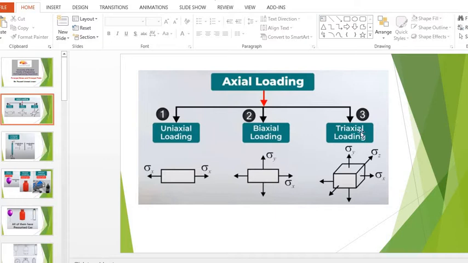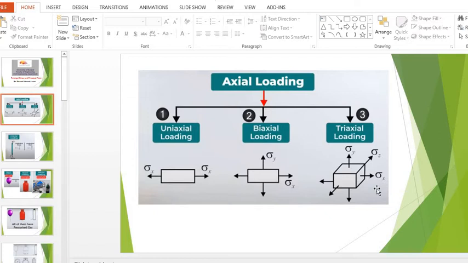Similarly, triaxial loading is there. What is triaxial loading? When the load is applied in three directions, that is in x direction, y direction and z direction. So here the load is applied in x, in y and in z direction, and due to that load the stress is developed, that is sigma x, sigma y and sigma z, right? So this is called triaxial loading.